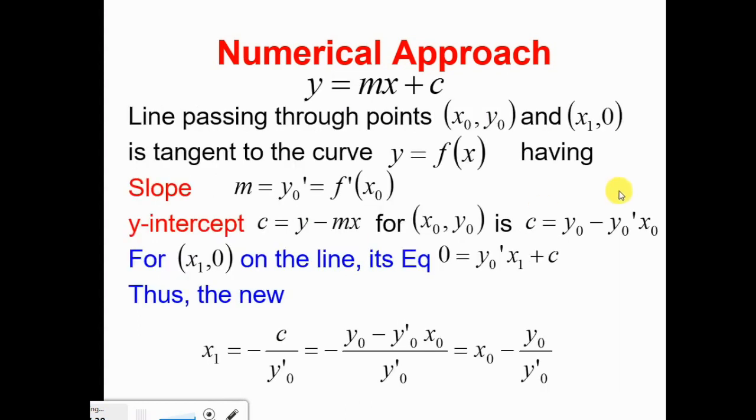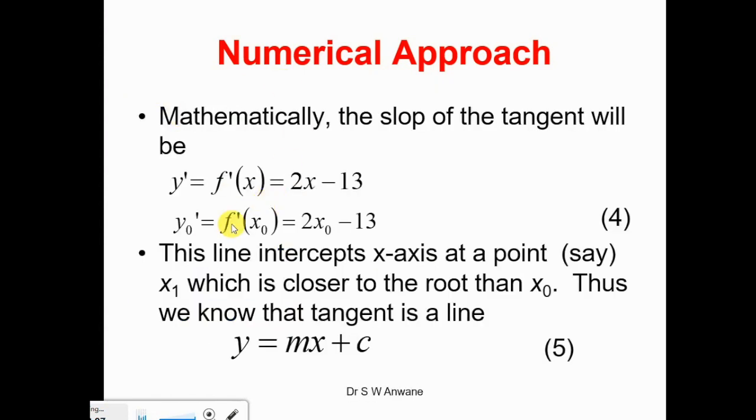Now friends, we are looking at the equation of the line which passes through 2 points, x0, y0 which I explained to you, and x1, 0, which is tangent to the curve. Now the slope of the line will be y dash at a known point x0, y0. So m is equal to y0 dash, which is obviously f dash at x0. So f dash at x0 we have found here, which is represented in equation number 4.